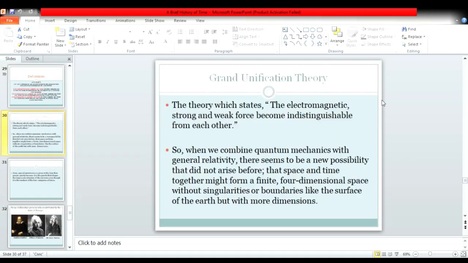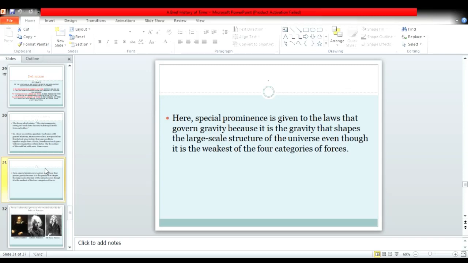Grand unification theory of physics is also a most important theory. The theory states that the electromagnetic, strong and weak forces become indistinguishable from each other. When you combine quantum mechanics with general relativity, there seems to be a new possibility that did not arise before, that space and time together might form a finite four-dimensional space without singularities or boundaries, like the surface of the earth, but with more dimensions. Here special prominence is given to the laws that govern gravity, because it is gravity that shapes the large-scale structure of the universe, even though it is the weakest of the four categories of forces.